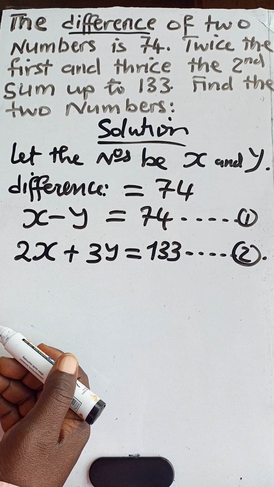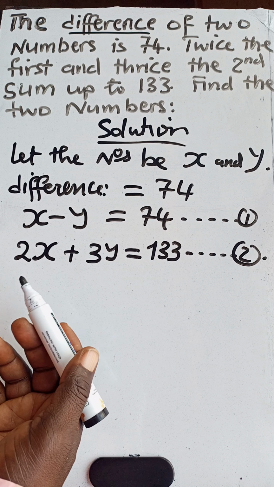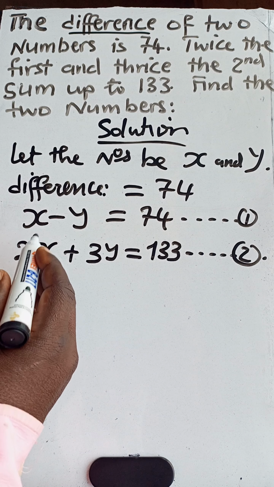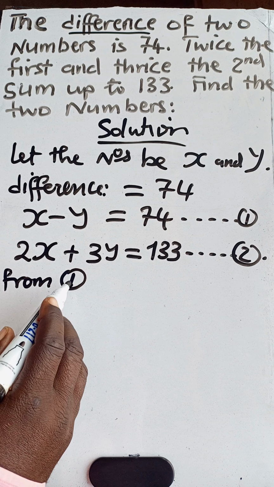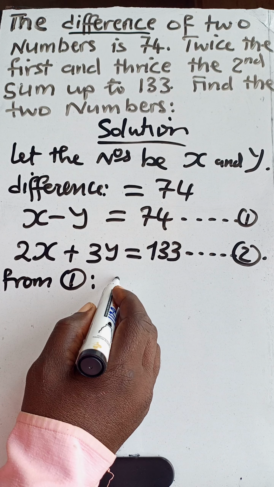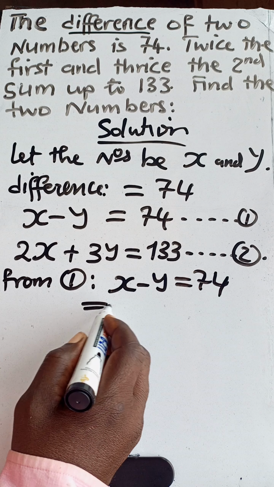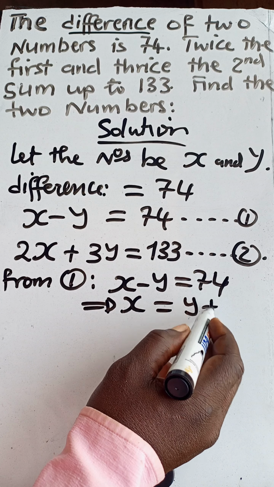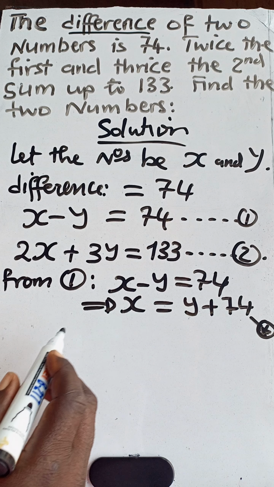We have to solve for x and y. Any of the methods are welcome. Elimination method, substitution method, matrix method, graphical method, whichever method. All right, I want to use the substitution method here. So I work from equation 1. From equation 1, we can see that x minus y is equal to 74. This means that I can make x the subject. It will become y plus 74. I can call that star, because I'm going to come back to it later on.